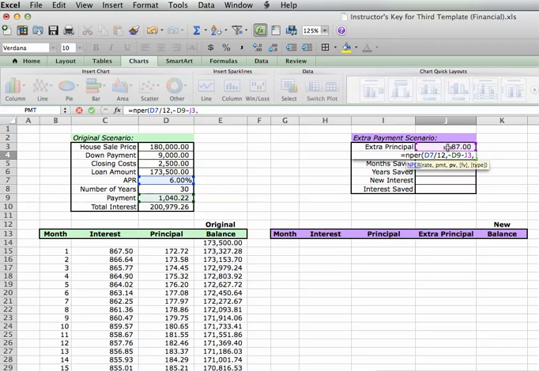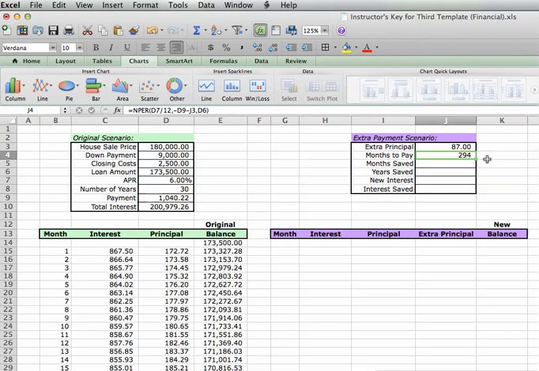Then I'm going to do a comma. I'm going to click on the present value of the loan amount. That's $173,500. Future value will assume to be 0, and of course type is we'll assume it's the end of the month. So those are defaulted. We can just press return.